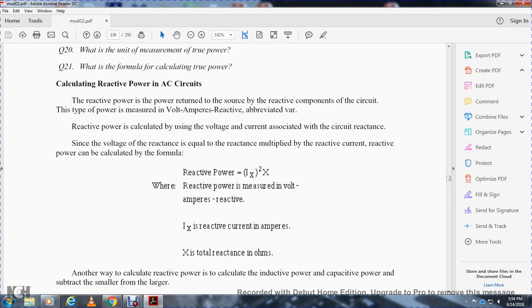Alright, volt-amps. A is amps, and reactive power is called VAR, which stands for volt-amps reactive. And that completes chapter 4.